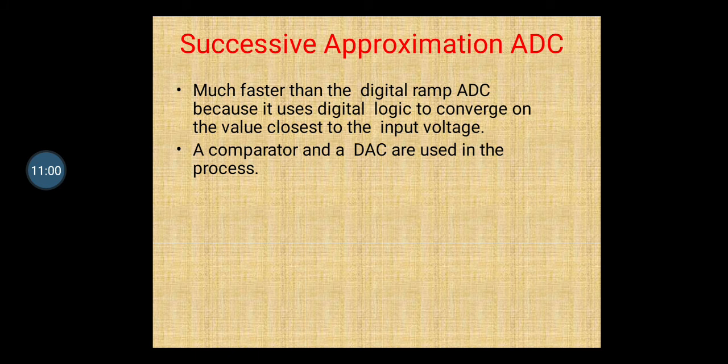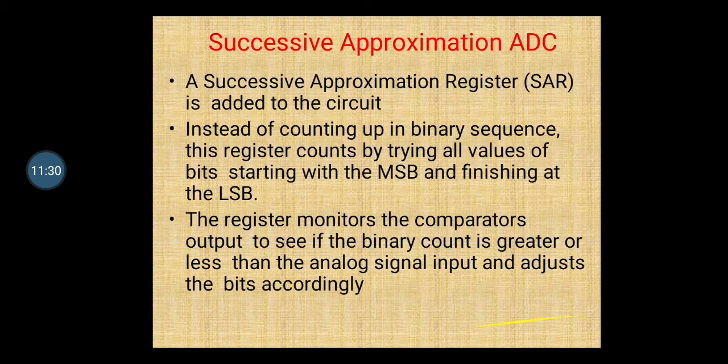Next we are going to study the successive approximation analog to digital converter. This is quite interesting, and it has been used in most devices. It is much faster than the digital ramp ADC, because it uses digital logic to converge on the value closest to the input voltage. You can understand this in the next slide. A comparator and a DAC are used in the process.